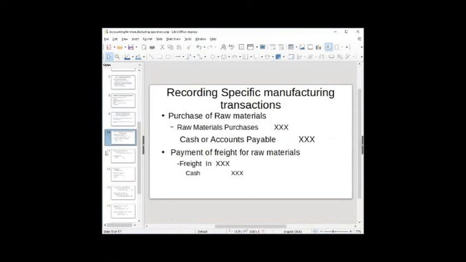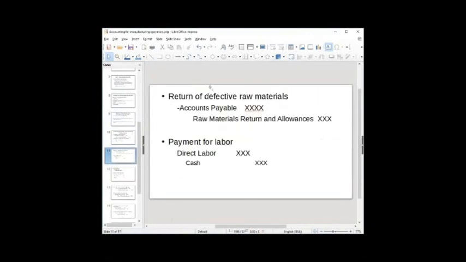Another specific manufacturing transaction is the return of defective materials. If it is on account, of course, you have to debit the accounts payable and you credit the raw materials returns and allowances. In the payment for labor, as I have said, in the Philippines we call them factory workers, and you debit the direct labor and you credit cash.